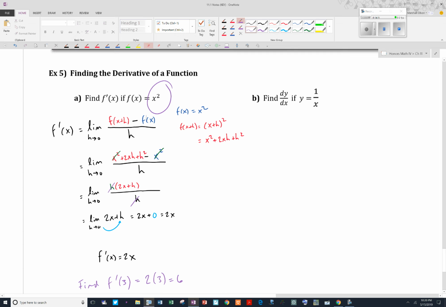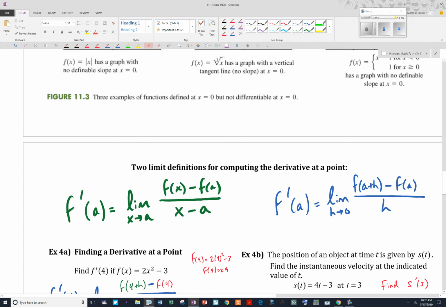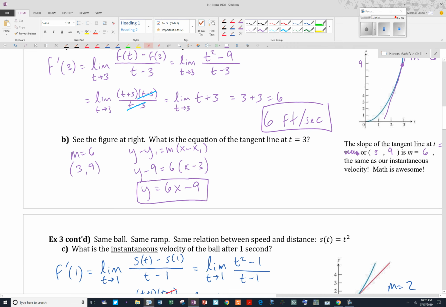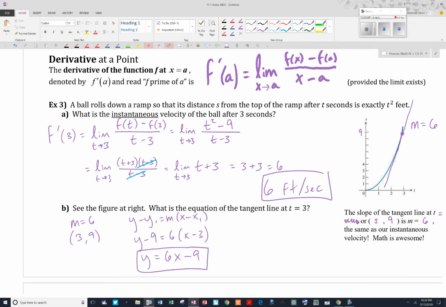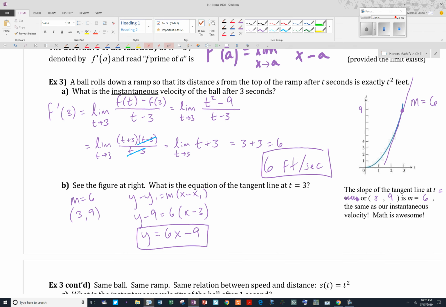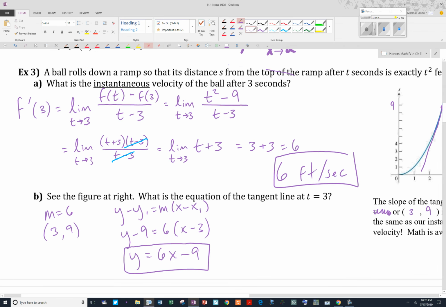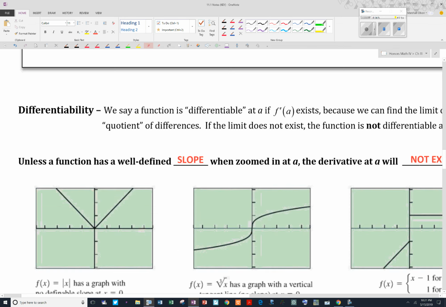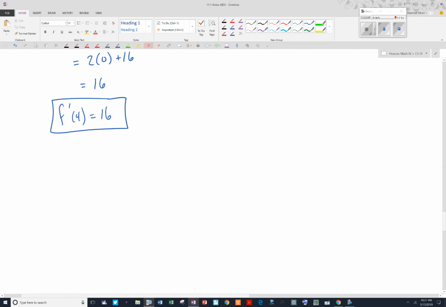Well, look back at Example 3a. Look at the same function. What is the instantaneous velocity of the ball after 3 seconds? Look what we got: 6. So we got the same thing here by finding the derivative.